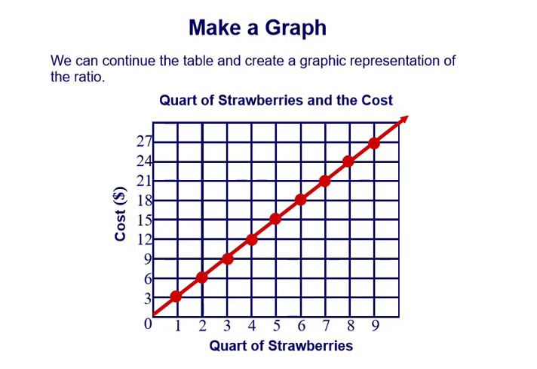We can then continue the table and create a graphic representation of the ratio. We're taking the quarts past 4, we're taking the cost past 12, and we're seeing the relationship that the quarts and the cost would have based on those first 4 data points.